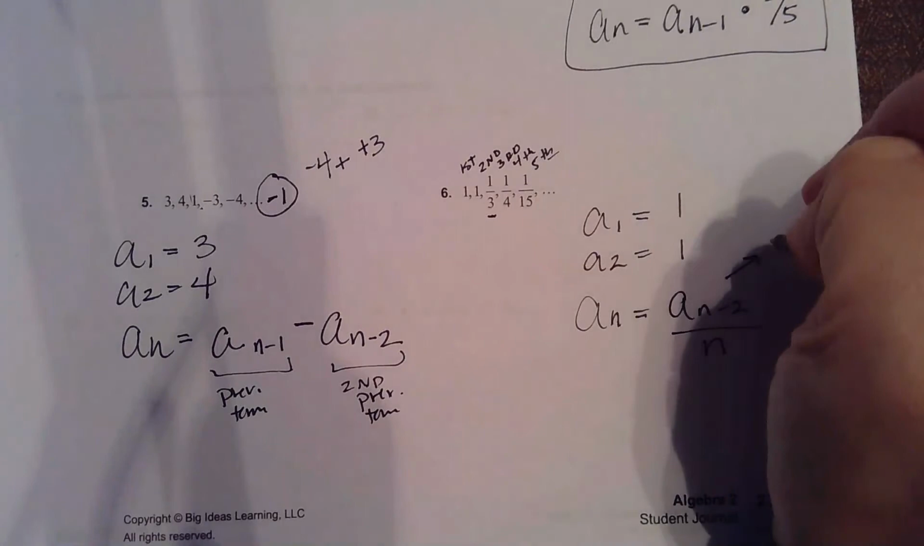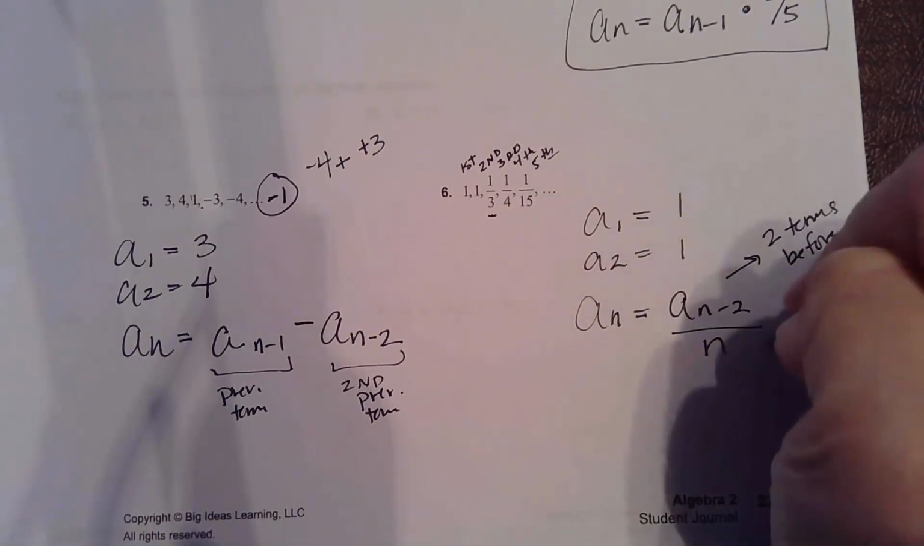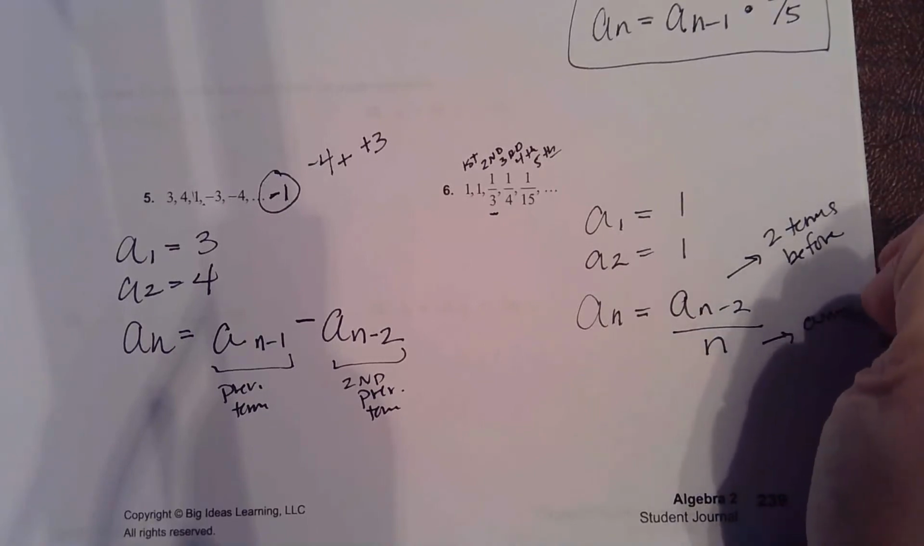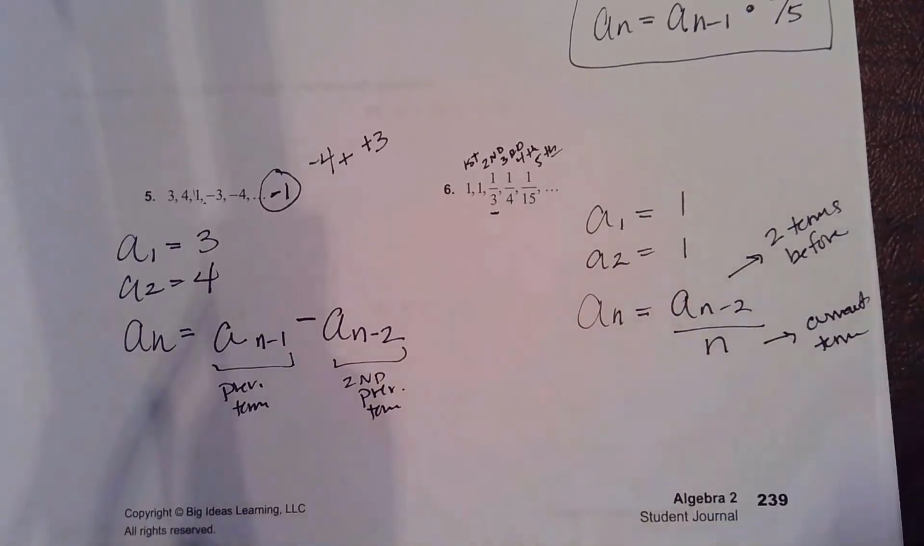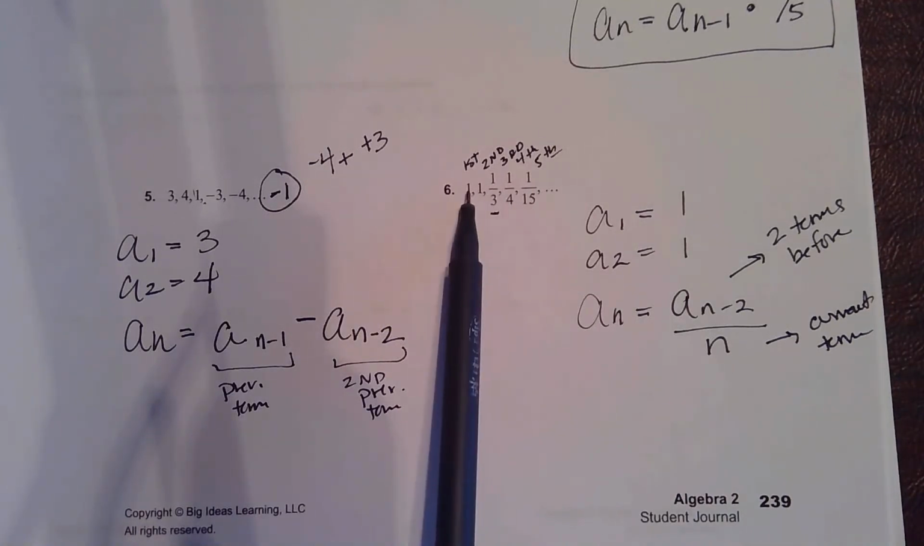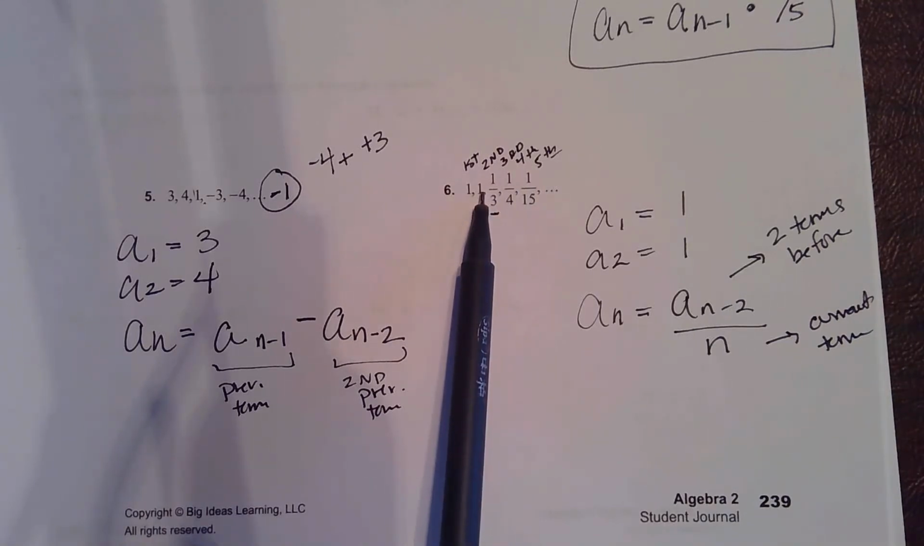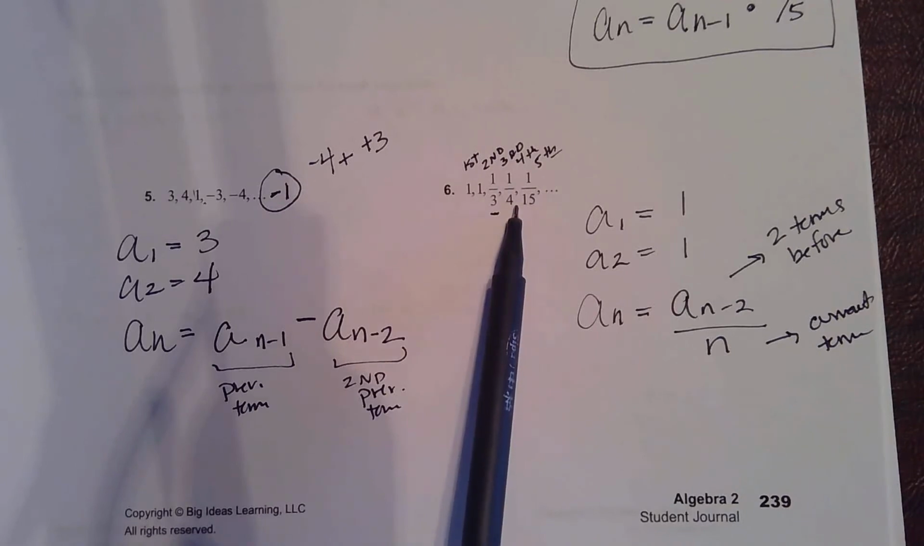So this means 2 terms before, and this means your current term. So n is the current term you're on. So if I take the one that came 2 spots before, which is 1, and divide by my current term, which is 3, I get 1/3. To get 1/4, I would take the one that came 2 spots before, which is 1, and divide by 4, which is 1/4.